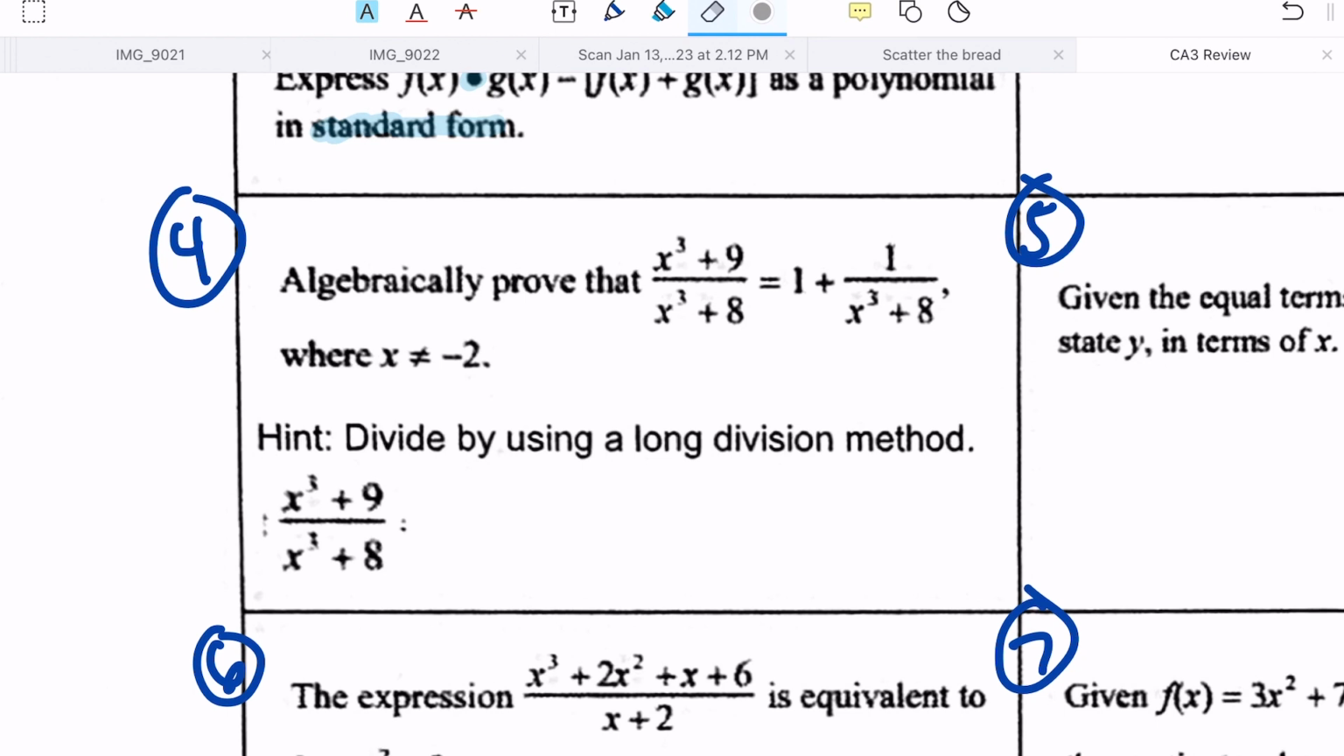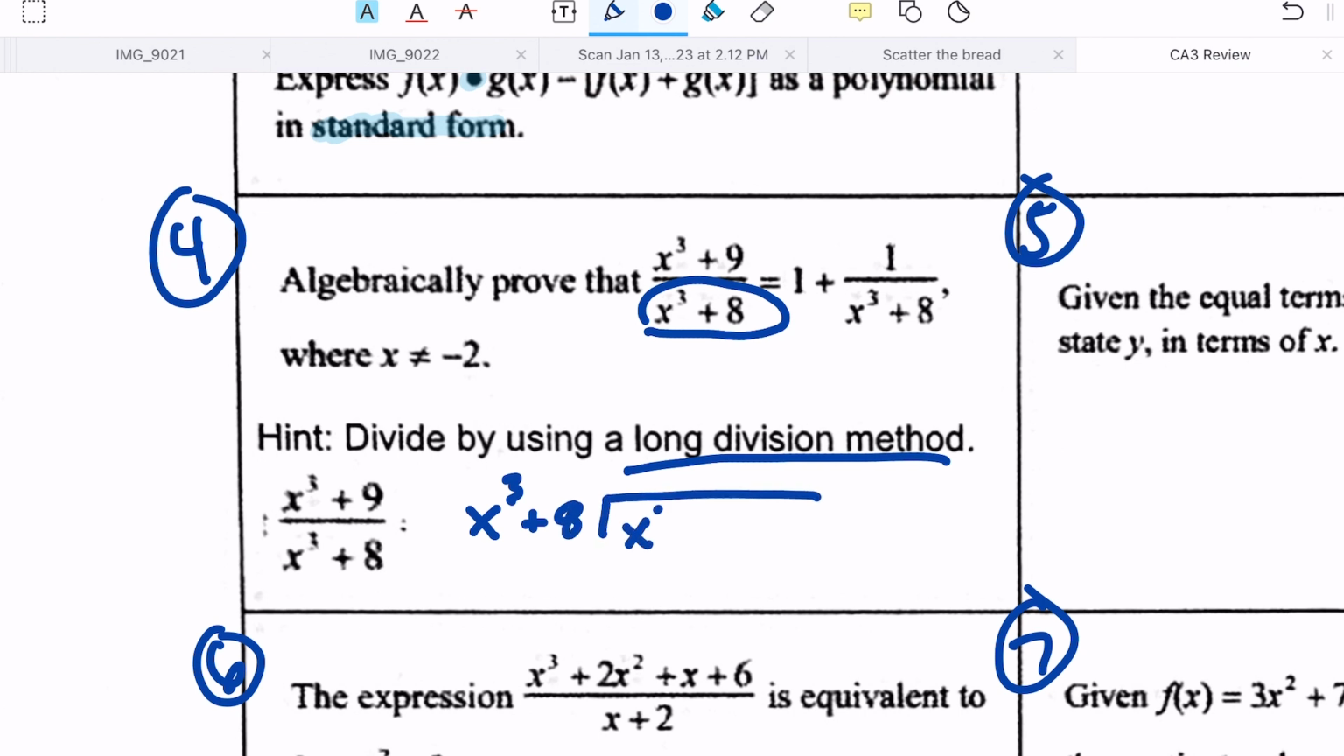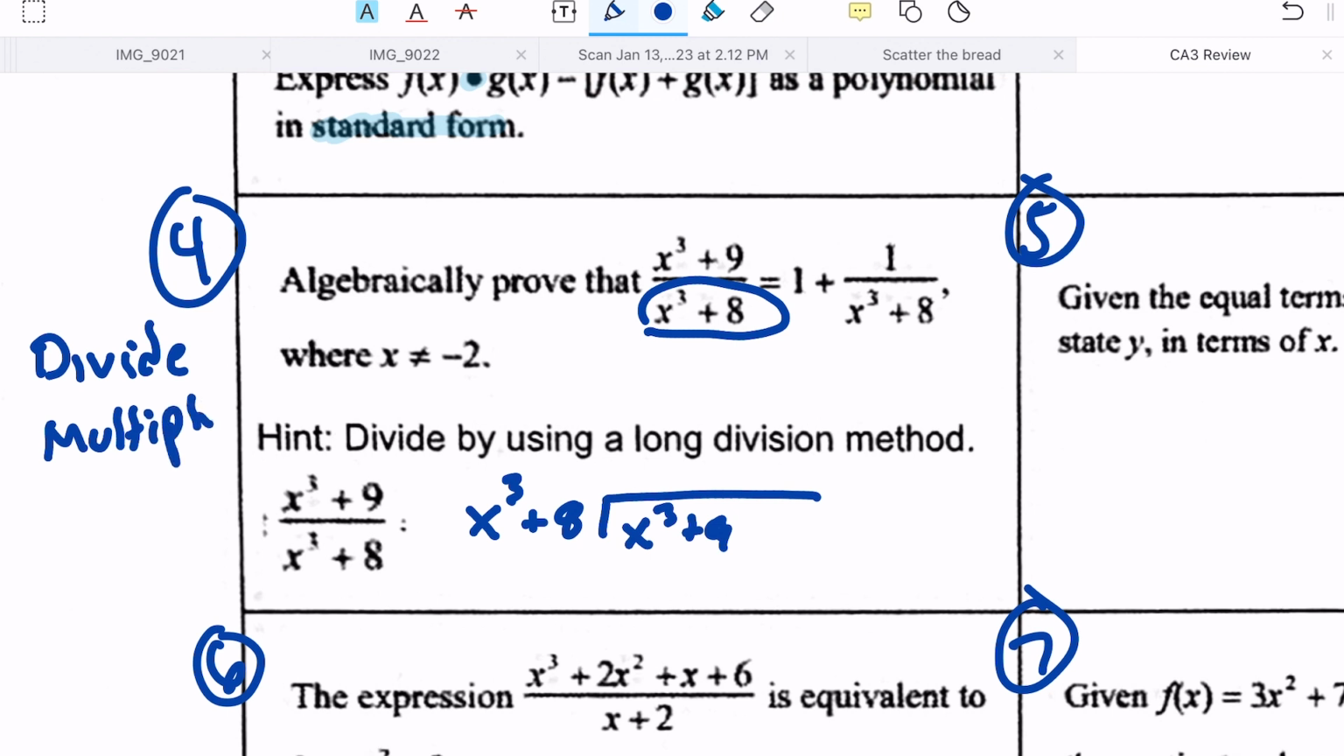Or we're going to use long division. Whatever's on the bottom, that's what we're dividing by. How many times does x cubed plus 8 go into x cubed plus 9? So we're going to put that outside, and then x cubed plus 9. Remember, from long division, the first step is divide. Then multiply, subtract, and then bring down.